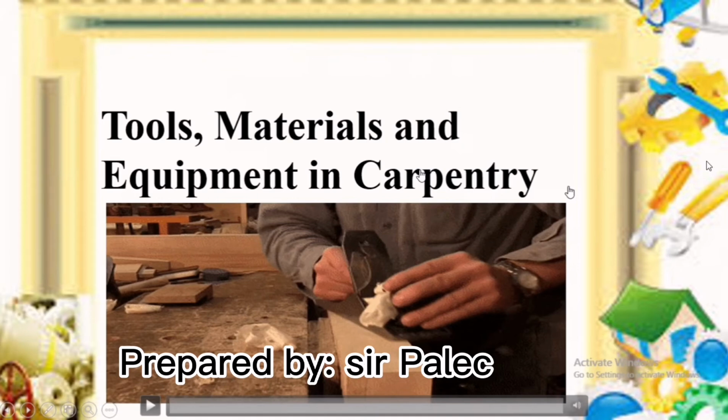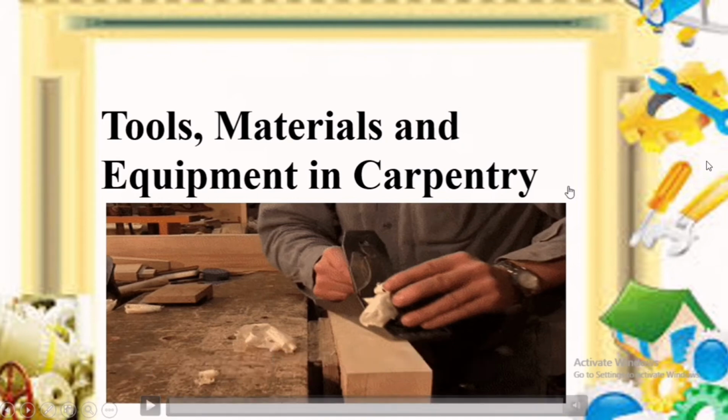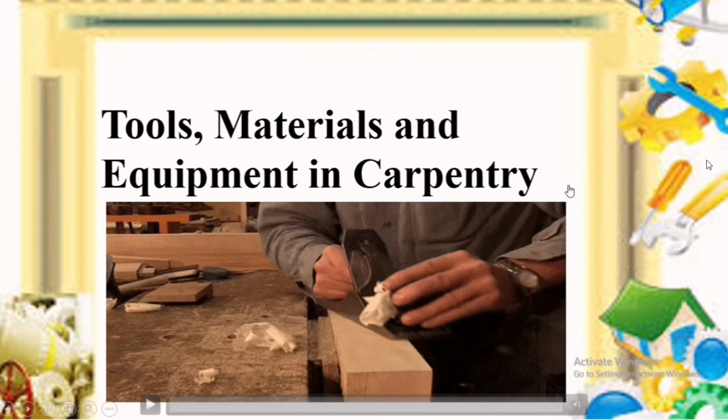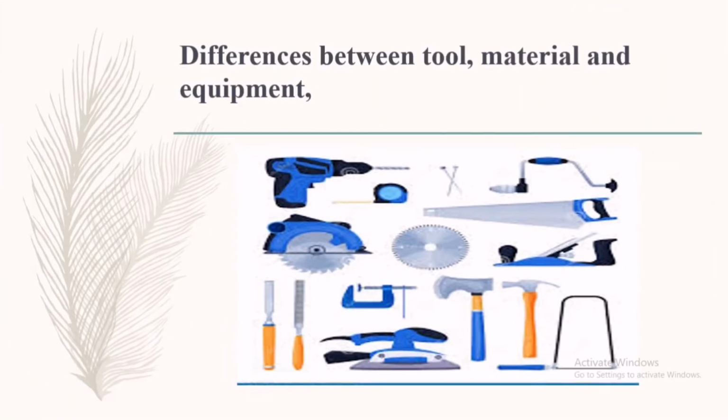Good day everyone. Today we will tackle the different tools, materials, and equipment used in carpentry. But first of all, let us differentiate them. When we say tool, this is an implement that is used to perform a specific task, and this is maneuvered by hands. It can also be used without electricity.